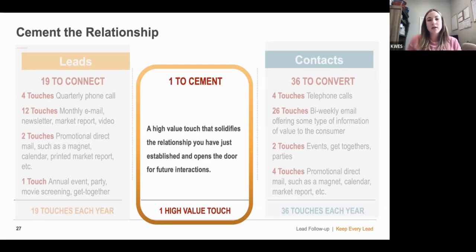Or if they didn't ask for a CMA, you could maybe drop one off to them with a note that says, hey, I know you're not wanting to move until 1 or 2 years, but I just wanted to let you know how much your home is worth today. It's always good to know what your equity is in your home. Here's a quick CMA for you. Can't wait to connect in the future again. Things like that would be a 1 to cement.